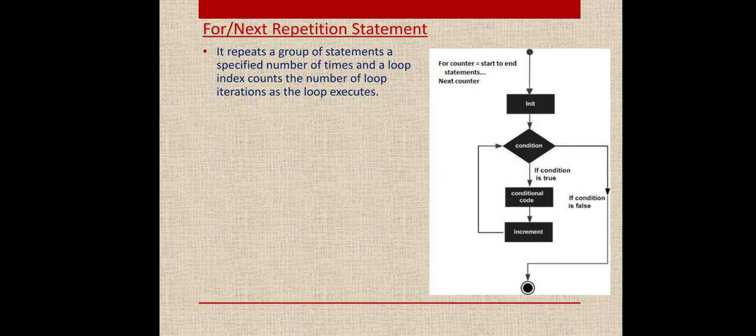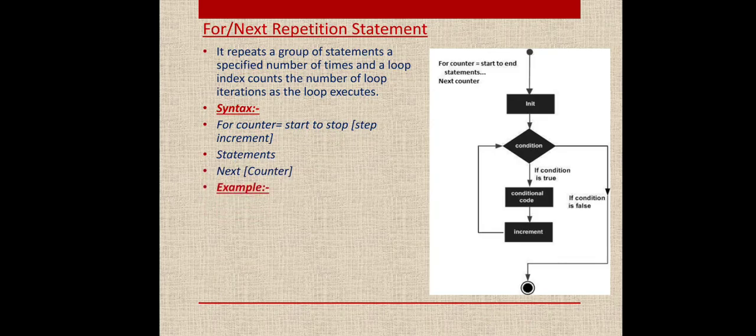So how it works, to be more simple, first we will understand the syntax. Simply, we write For counter = start To stop Step increment. Then we write the statements and we write Next counter. This is the syntax: For counter equal to start to stop step increment, statements, Next counter. We will understand it more accurately. Let's understand this first by example.